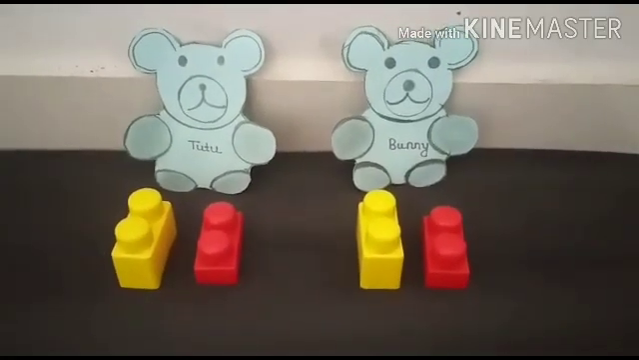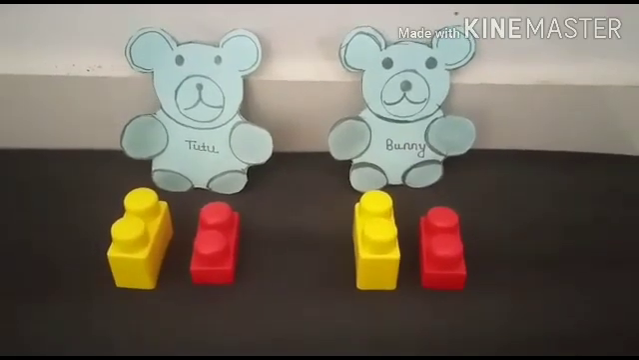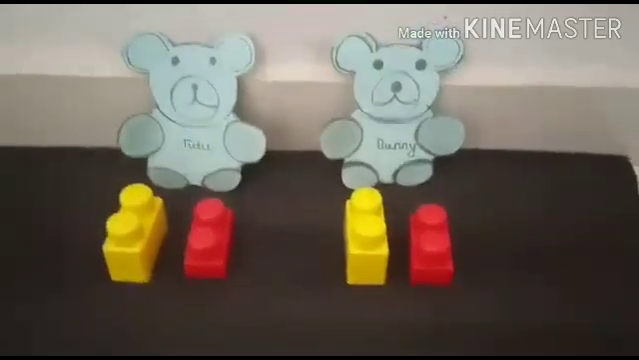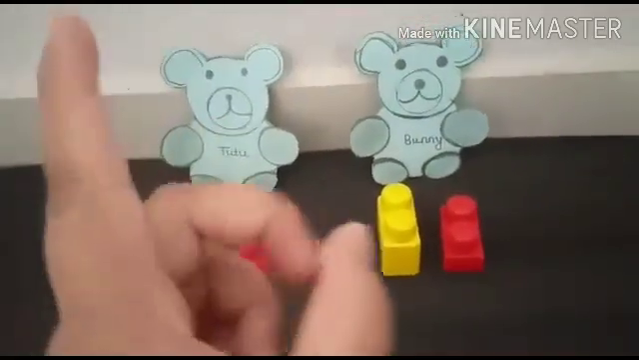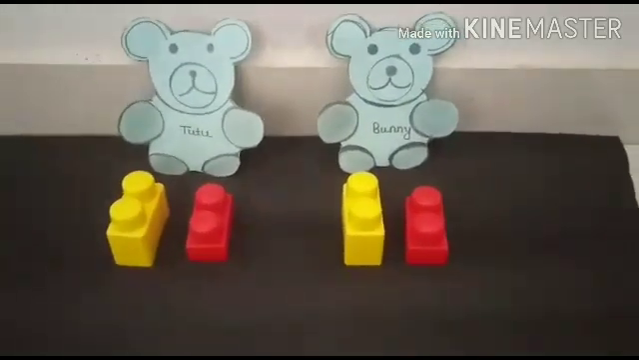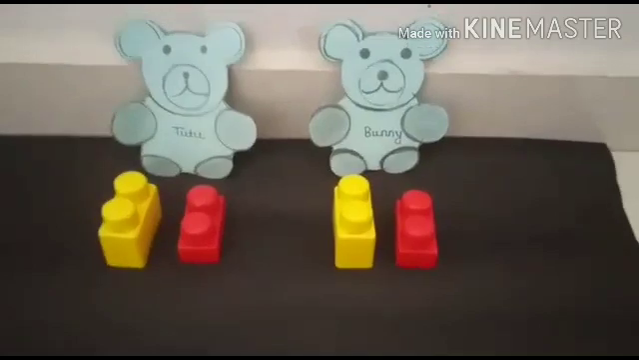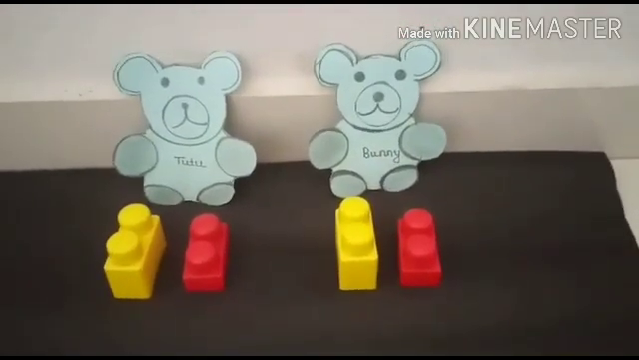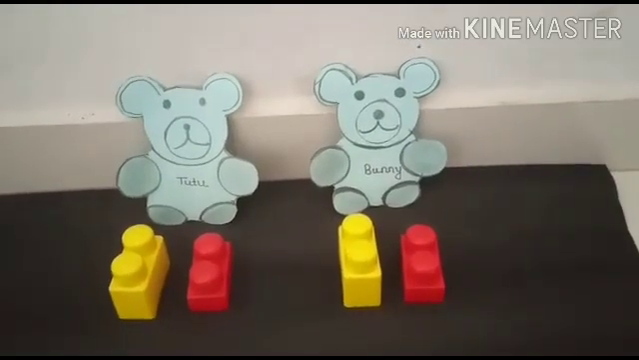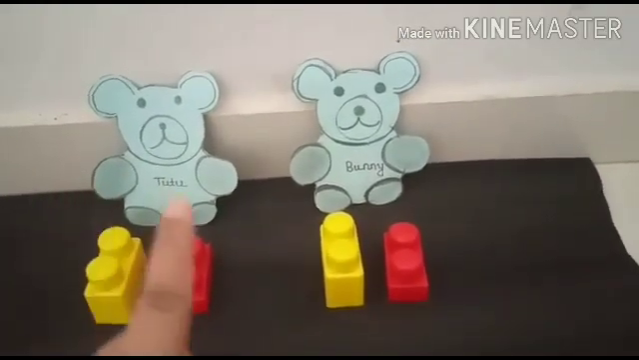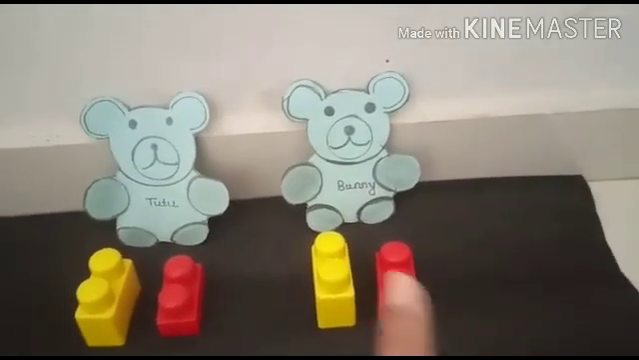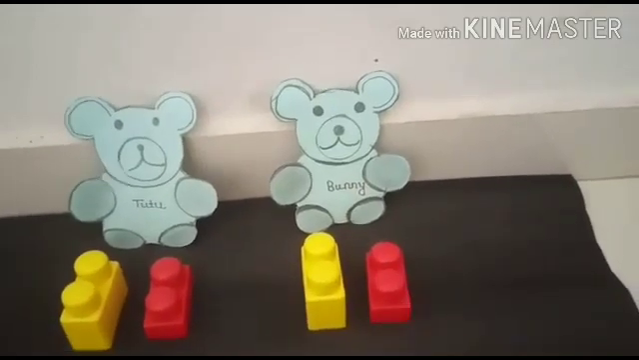But before starting our today's topic, can you see you have two friends waiting to meet you? They are Tutu and Bunny. Can you see they are having some blocks with them? Yes. So let us count how many blocks they have. Tutu is having 1 and 2 blocks and Bunny is also having 1 and 2 blocks.